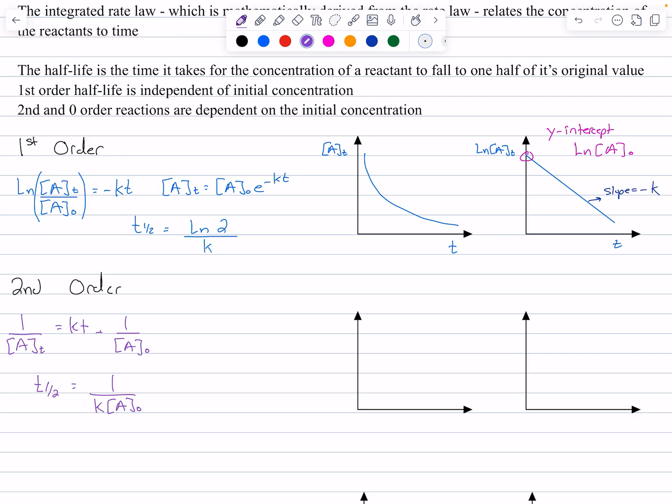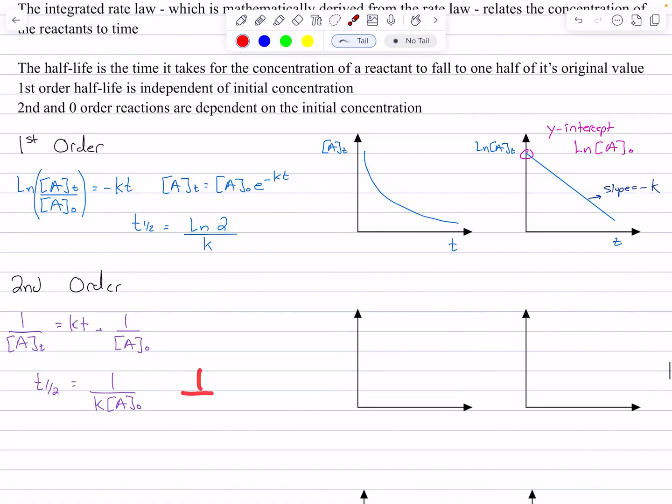As the concentration down here for A gets smaller, what happens to t? If you think about it, you've got 1 over 100 versus 1 over 50. Well, 1 over 50 is bigger than 1 over 100. So each half-life is longer for second order.